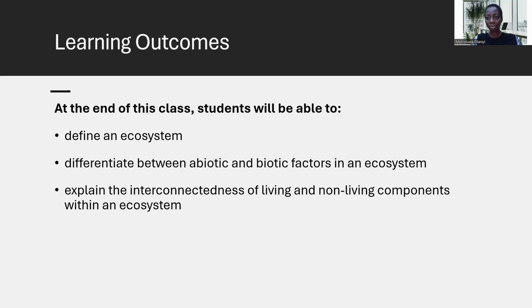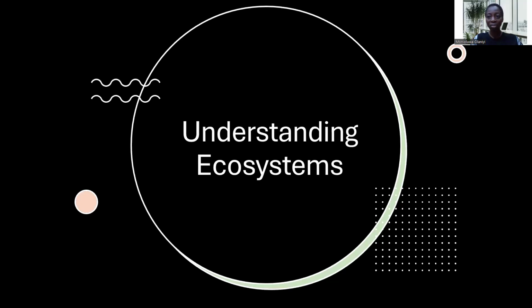What are the learning outcomes? At the end of this class, you will be able to define an ecosystem. You should be able to differentiate between biotic and abiotic factors in an ecosystem. And you will be able to explain the interconnectedness of living and non-living components of the ecosystem.